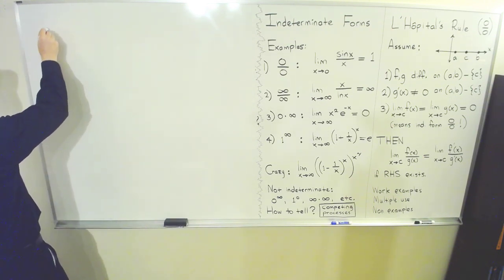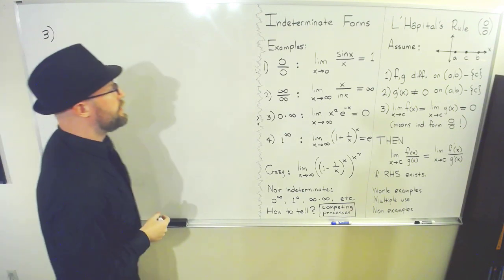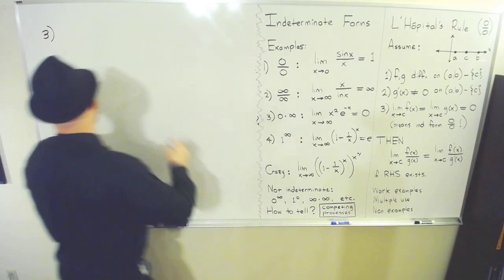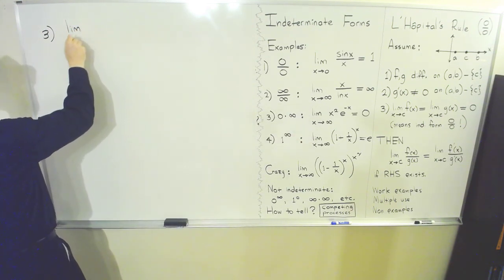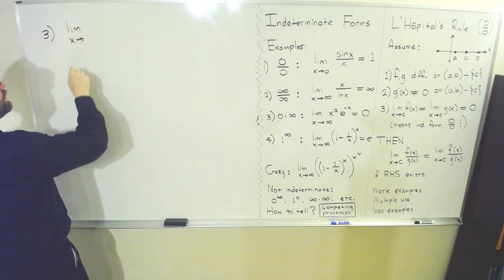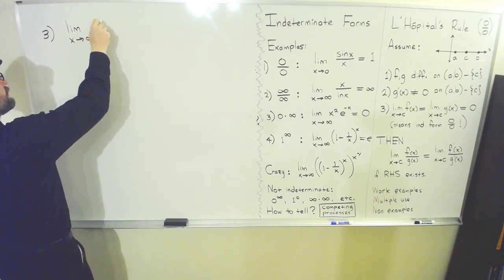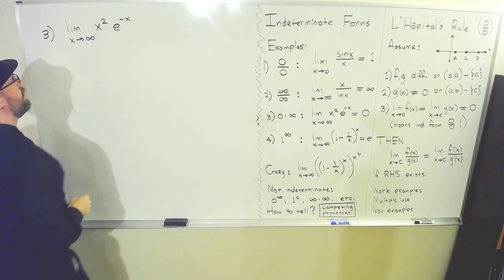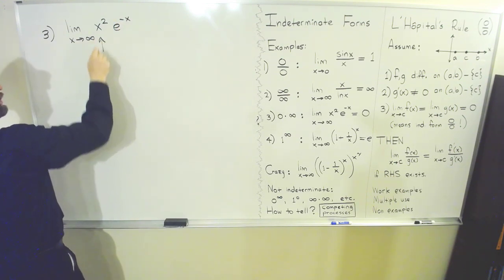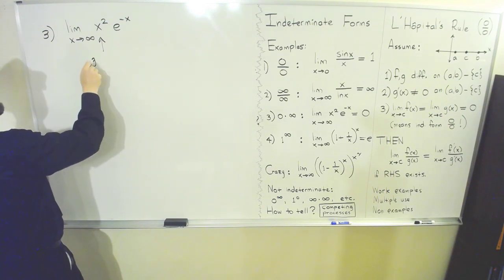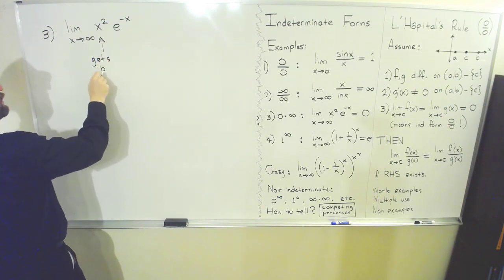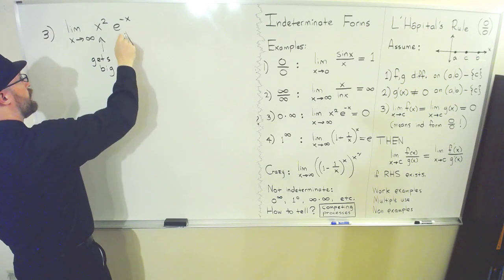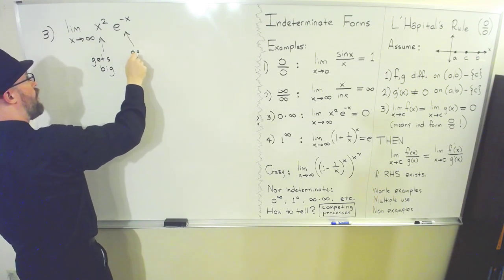Now this looks a little bit different. This is the one where we have the limit as x goes to infinity, and then I have an x squared, and I have an e to the minus x. Now notice what's happening here. The x squared is getting big, so this gets big. The e to the minus x gets small.